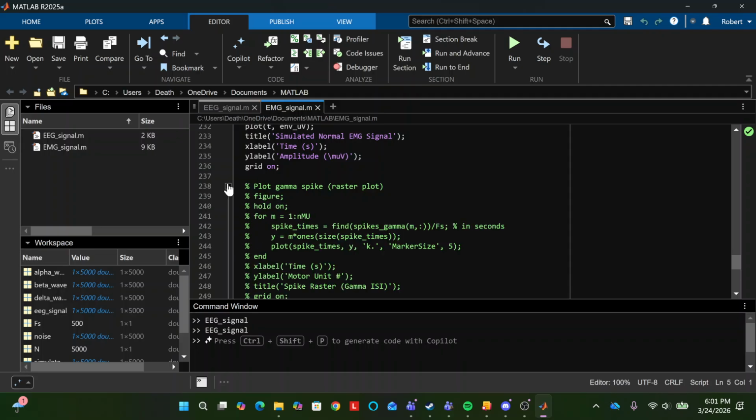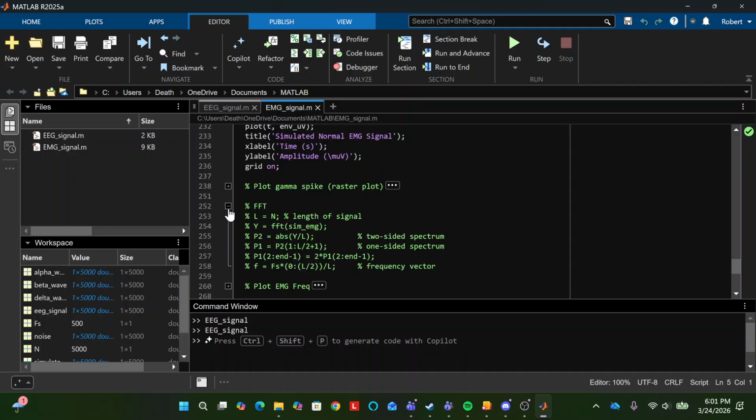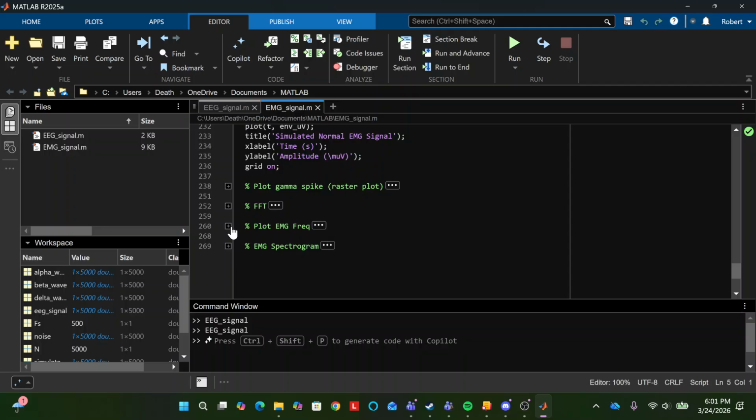There's other things we can do, which is plot the gamma spikes, which is a raster plot. We can also plot FFT and plot EMG frequency and a spectrogram. So let's go and run this.